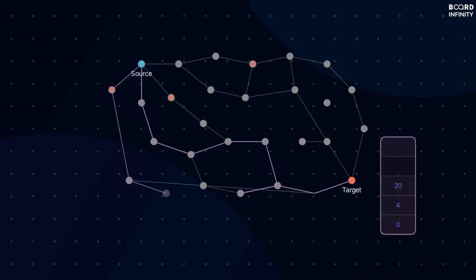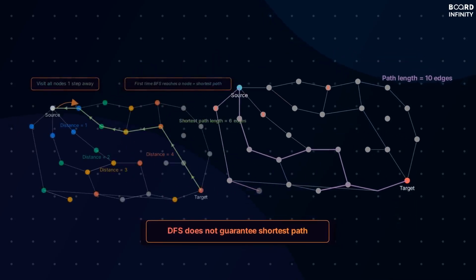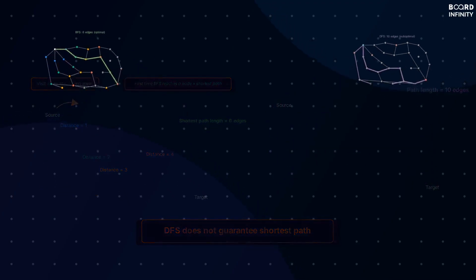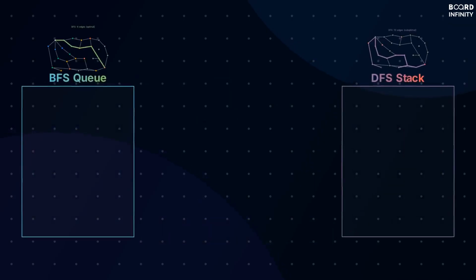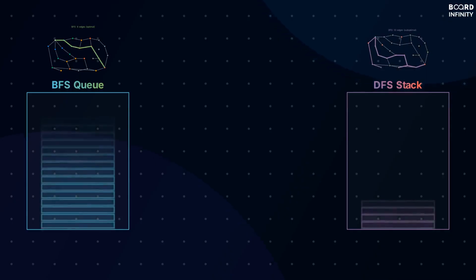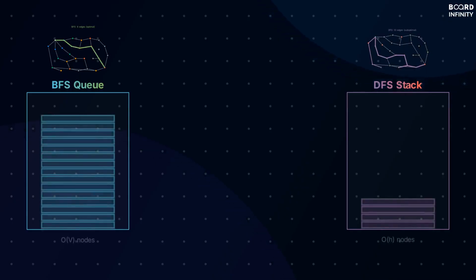This comparison clearly illustrates that DFS does not guarantee the shortest path, unlike BFS. Here, BFS found a path of 6 edges, which is optimal, while DFS found a path of 10 edges, which is suboptimal. However, DFS does offer a significant advantage in memory usage.